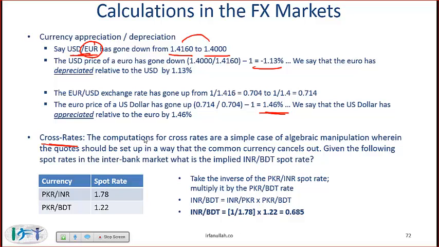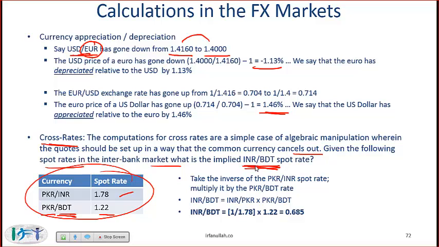Cross rates. The computations for cross rates are a simple case of algebraic manipulation wherein the quotes should be set up in a way that the common currency cancels out. Let's say you are given the following spot rates in the interbank market, and these spot rates are the Pakistan rupee, PKR, to the Indian rupee. That spot rate is 1.78. And you are also given PKR to BDT, which is the Bangladesh Taka. So that is 1.22. Given these rates, can you find the Indian rupee to Bangladesh Taka, which is implied by the given rates? If you find this out, that is called the implied cross rate.